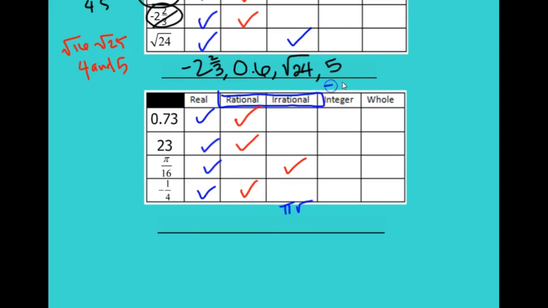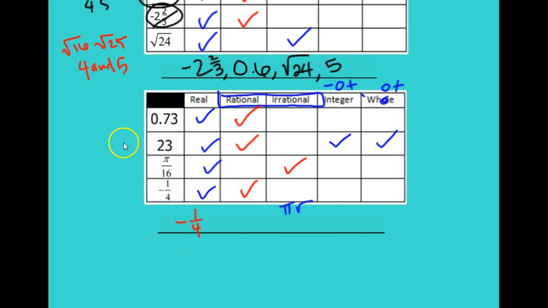Then we have our integers, negative or positive counting numbers. The only one of these that's a counting number is 23, counting by ones. And it is also a positive counting number. 0 or positive, it's also a whole number. So from least to greatest, our only negative number is negative 1/4.